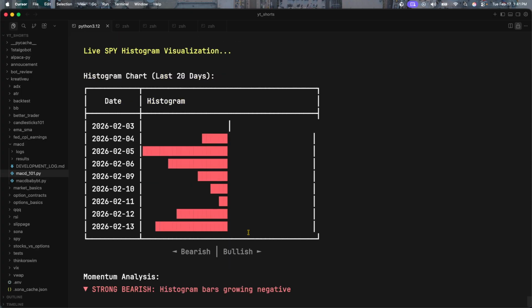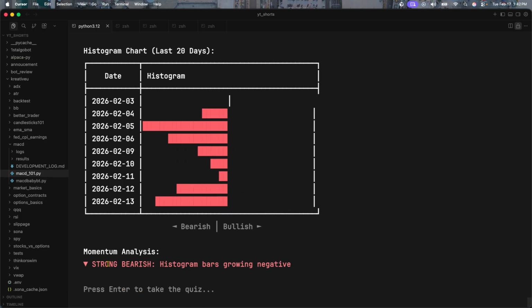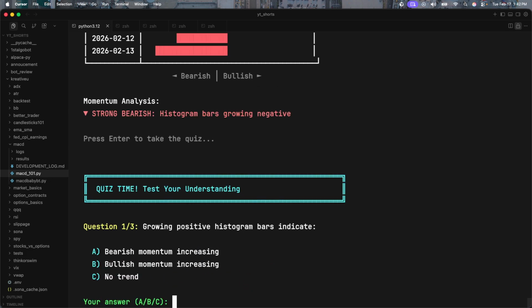So, a live look at the last 20 days of the S&P 500. We're seeing that we are in a bit of a bearish histogram, right? Strong trends have been happening these past few weeks, these last 20 days. And we haven't seen that crossover just yet. We are in strong bearish. Histogram bars are growing negative.